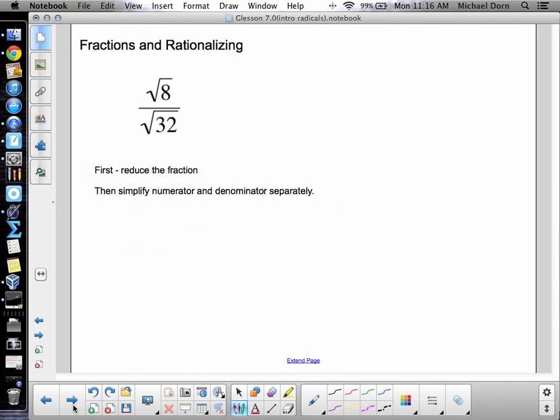Last thing we're going to have to do, rationalizing radical expressions. One of our rules, at least to this point in math, is that we do not want radicals in the denominator of our fraction. Now, when I have a fraction, I can always reduce, but I can only reduce things under radicals with things under radicals. This would be the same thing as the square root of 8 over 32, which reduces to 1/4.